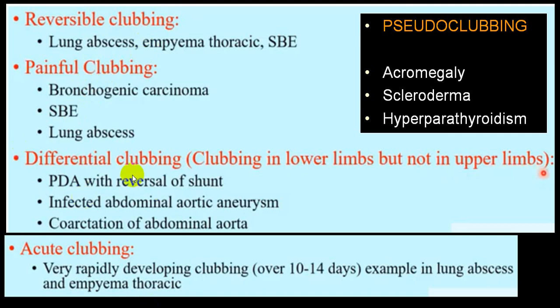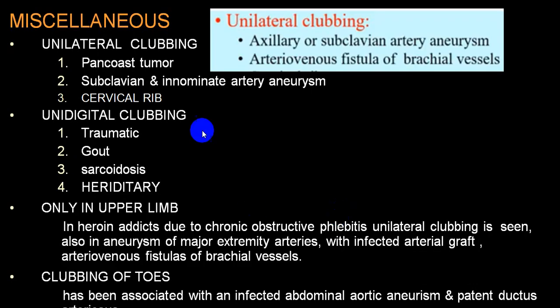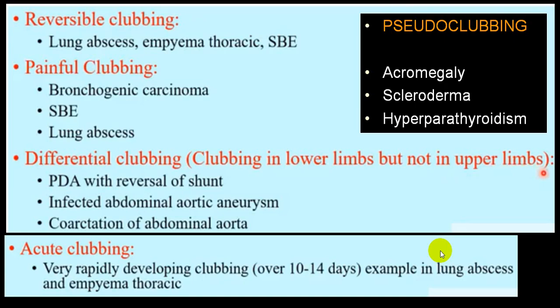There is also one called differential clubbing. If clubbing is seen in a lower limb but not in the upper limb, it is classical with a PDA with Eisenmenger, or we call it PDA with reversal of the shunt, infected abdominal aortic aneurysm, coarctation of abdominal aorta. Similarly, you can get it only in the upper limb. We already mentioned here, you can get it in the upper limb in case of heroin addicts where you don't have clubbing in the lower limb, or in case of aneurysm of subclavian, or if an AV fistula which is being created gets infected. So infected AV fistulas and infected arterial grafts which have been utilized in the upper limb.